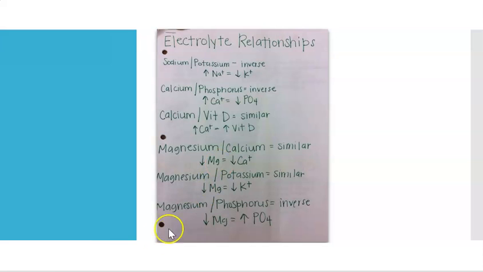The other thing with your electrolytes is know the relationships between these. So for example, I think of it kind of like a teeter-totter with sodium and potassium. When one of them goes up, the other one goes down. So you're going to really see an inverse relationship with that. Same thing with your calcium and your phosphorus. So just make sure that you're knowing the relationships between the two.